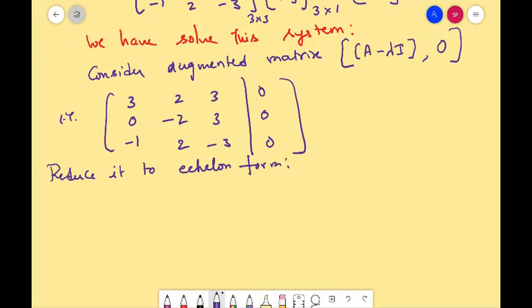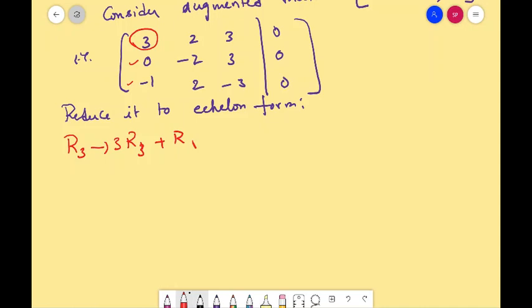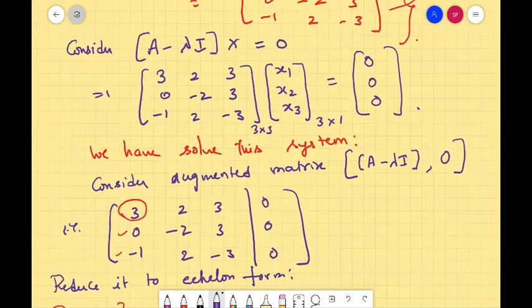So first, what was the operation? This is the pivot position, and this is already 0, and this I have to make 0. So for R3, I can say 3R3 plus R1. Let me do that. 3, 2, 3, 0, and 0, minus 2, 3, 0, and this will be 0. And next is 3R3, 3 to 6, plus 2 is equal to, this is 3 minus 2, 3, or 2, 3. Let us check once. I have a doubt in this.